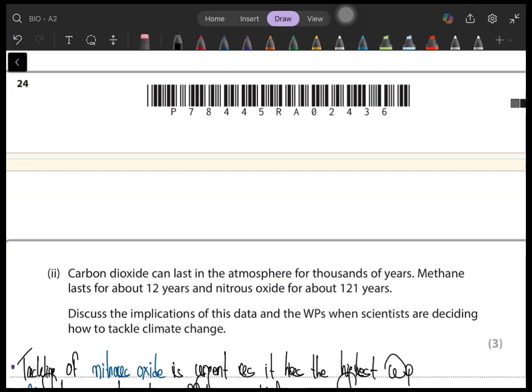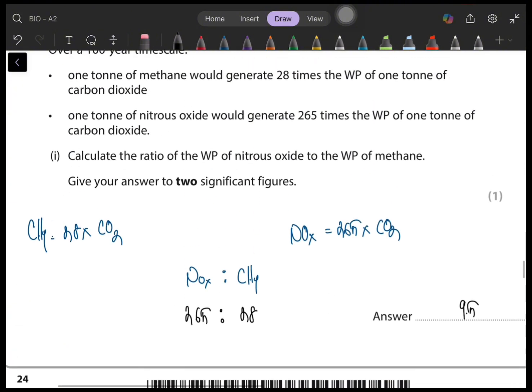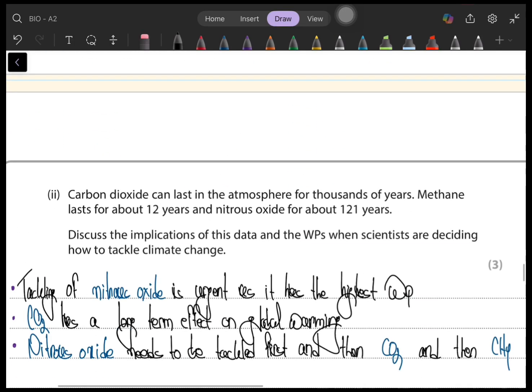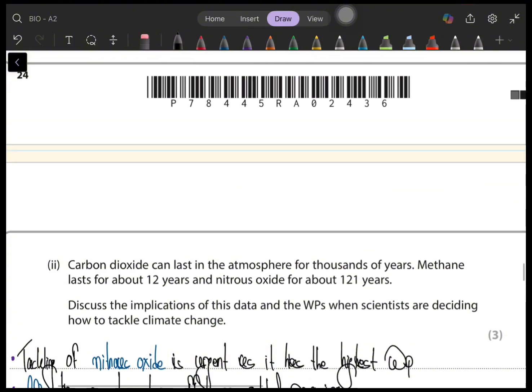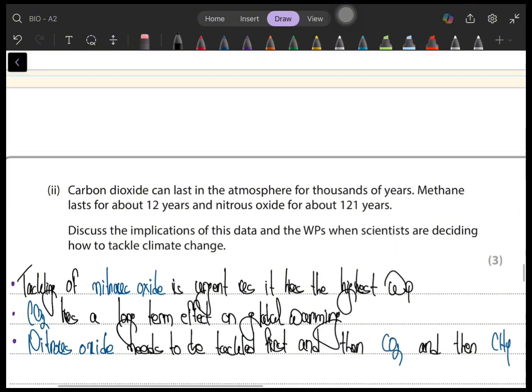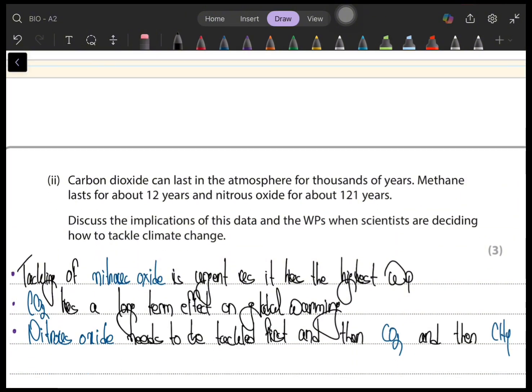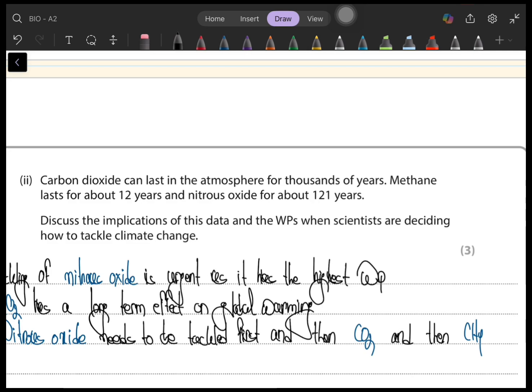right? So first of all, they should be considering decreasing the amount of nitrous oxide, because that is the most potent greenhouse gas. See, as I said, it has the highest warming potential. And then they should tackle the carbon dioxide level, because it has a long life, right? It can last in the atmosphere for thousands of years. And nitrous oxide needs to be tackled first, and then carbon dioxide, and then methane.